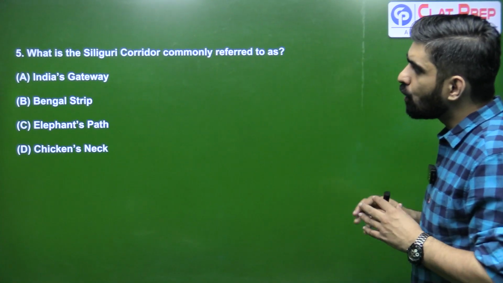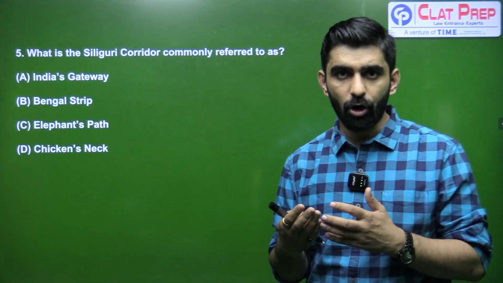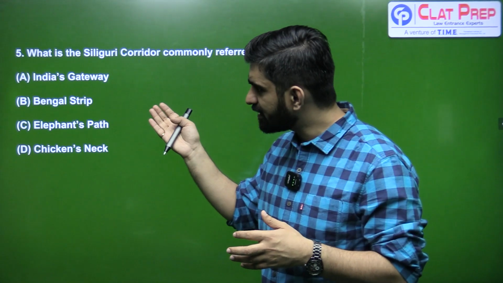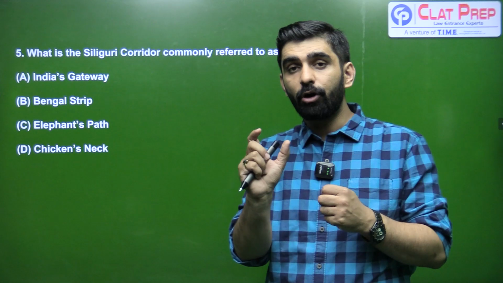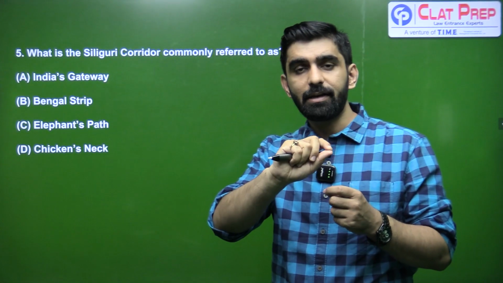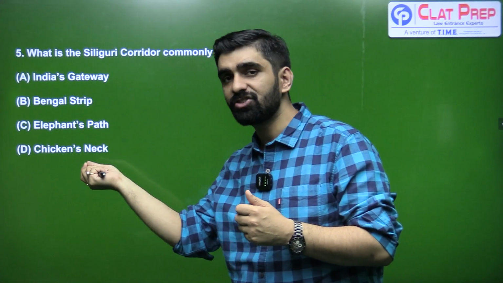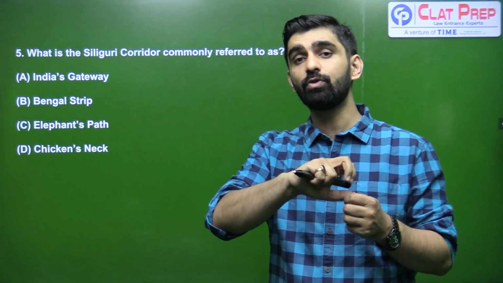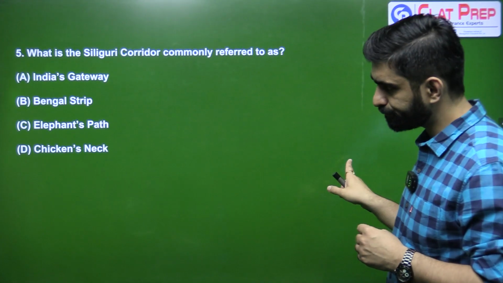Moving on to the next question. What is the Siliguri corridor commonly referred to as? So when we discussed SSB today, we discussed the other name for the Siliguri corridor. So 4 options are there: India's Gateway, Bengal Strip, Elephant's Path or Chicken Neck. We know this because the Siliguri corridor is only 17 km wide and it is the only land route from India's mainland to the northeast. So this corridor is also known as India's chicken neck, because if China is able to grab our chicken neck, then possibly India is going to lose its land corridor with the rest of the northeast. So the correct answer for it is going to be D.